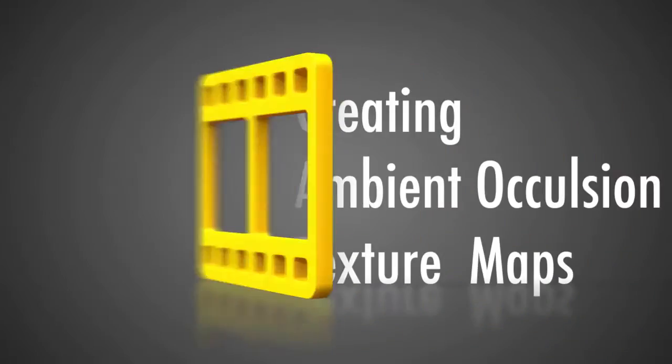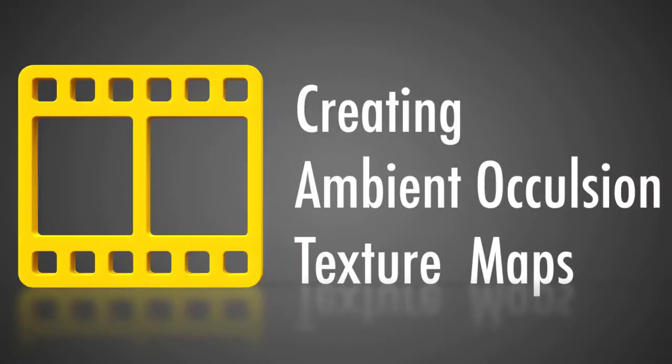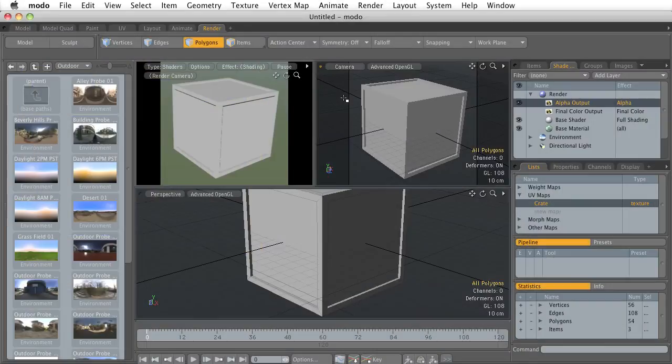In this video, I want to show you how to create an ambient occlusion map for your object. Now, in order to create an ambient occlusion map, we have to add a new render output. There's a couple ways we can do this. Whenever you start or create a new scene, you're going to get two render outputs: a final color and an alpha output. But what we want is an ambient occlusion render output.